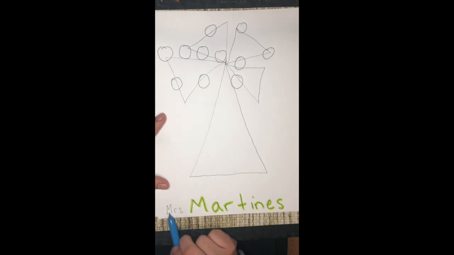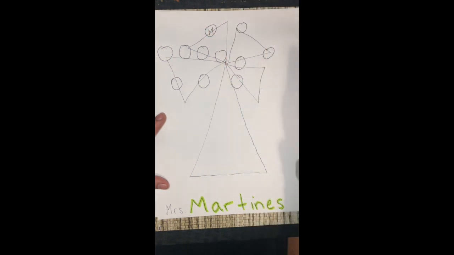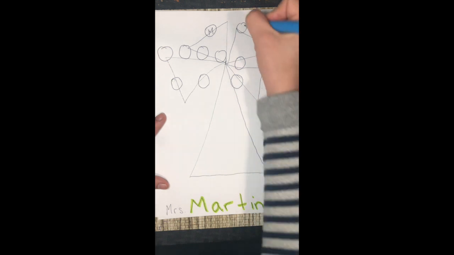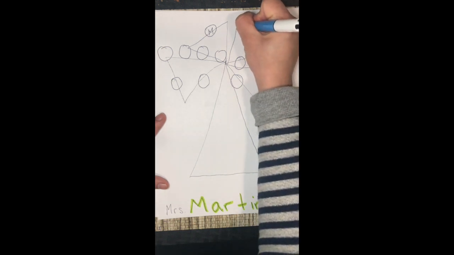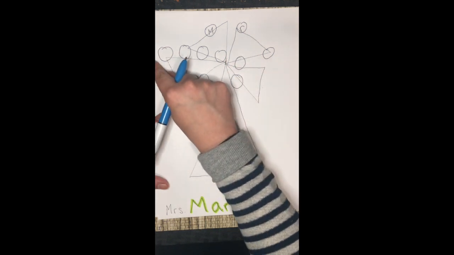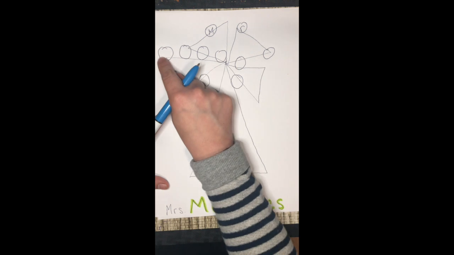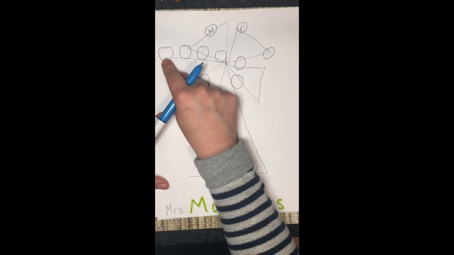So the first letter in my name is an M. So I'm going to put an M in here. Then the next one is an R. So I'll put an R right there. Now when we read from left to right, I'm going to keep going starting on this side because this is where my next coconut is.